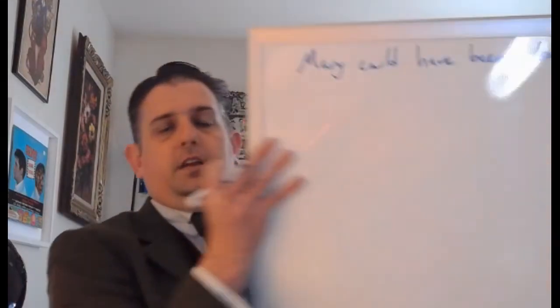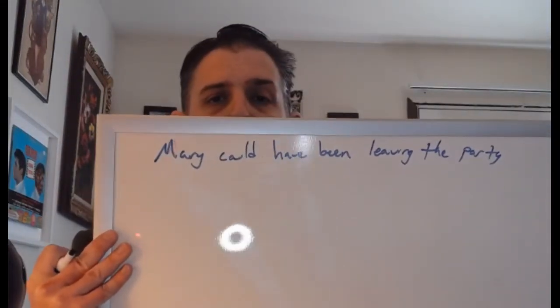So if I take the sentence, Mary, I need a new marker. This one is just not working for us. Mary could have been leaving the party. So here's our sentence. Mary could have been leaving the party.